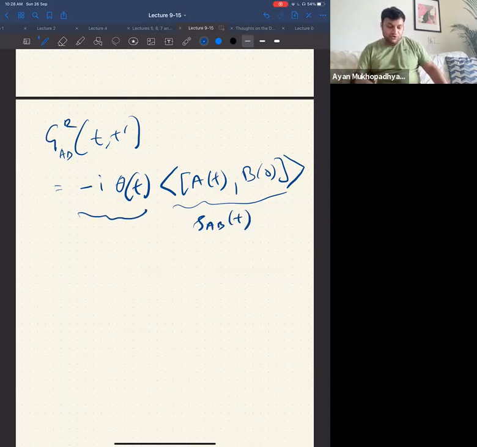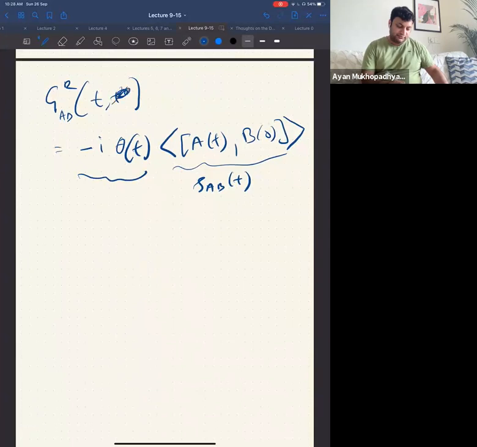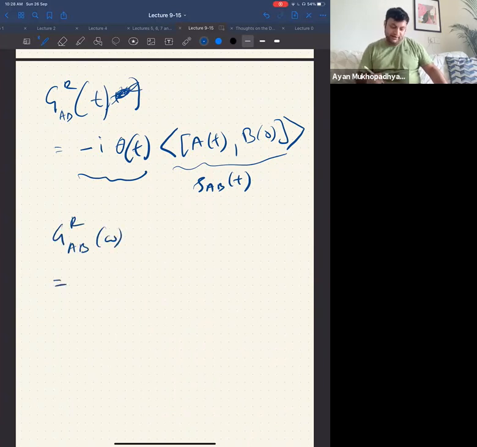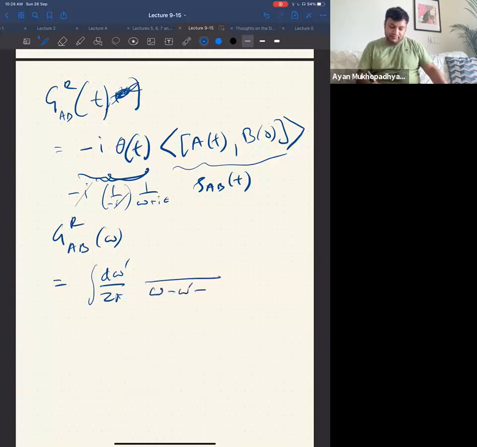All right. So if I now go to Fourier space, this is G retarded of t only, not t prime. If I go to Fourier space, again I use the convolution. I should have the integral d omega prime by 2 pi, and then the Fourier transform of minus I theta of t, right? And what is this? The Fourier transform of theta of t is 1 by minus I times 1 over omega plus I epsilon, but this minus I gets cancelled. And so we have omega minus omega prime plus I epsilon and the Fourier transform of this, rho AB of omega prime.